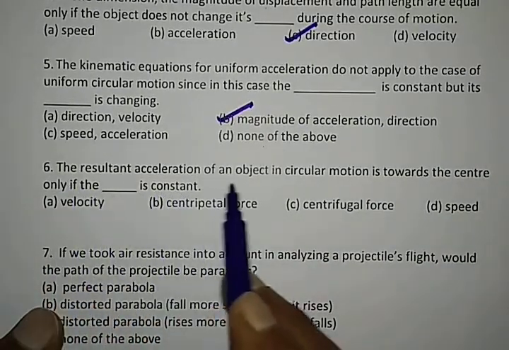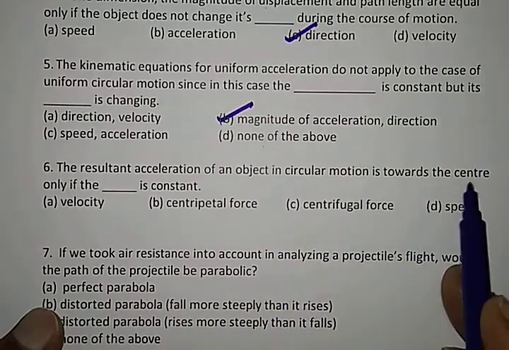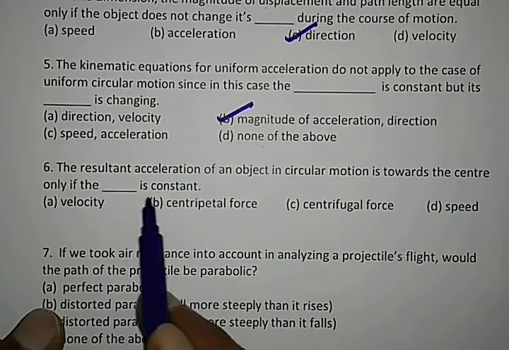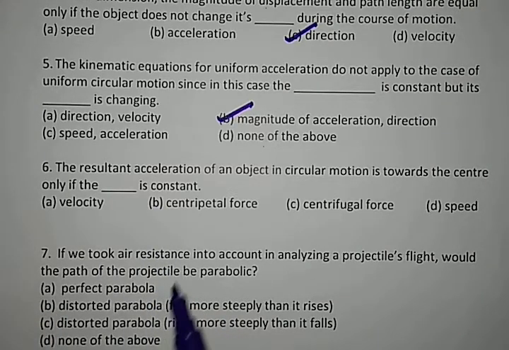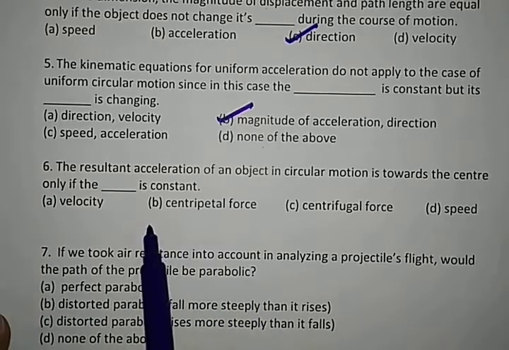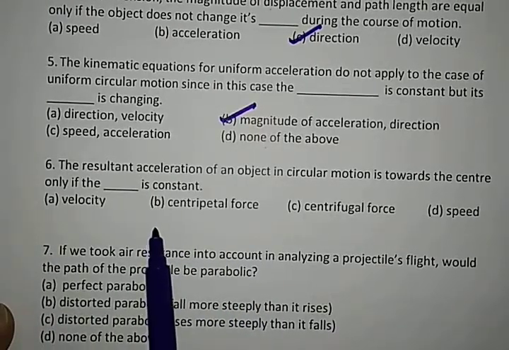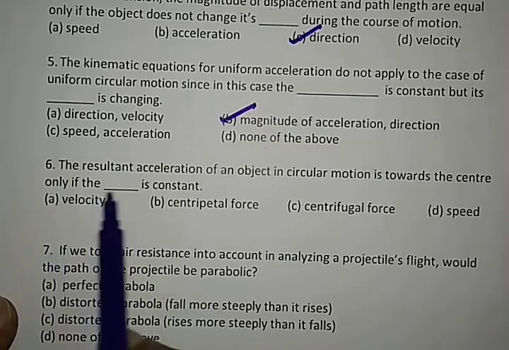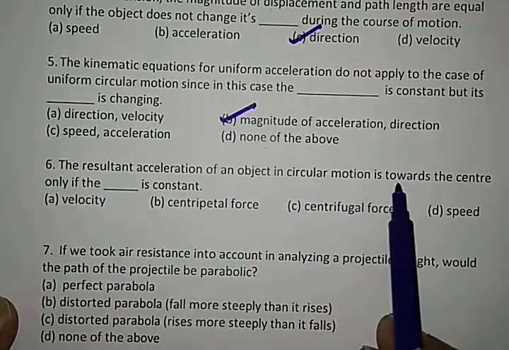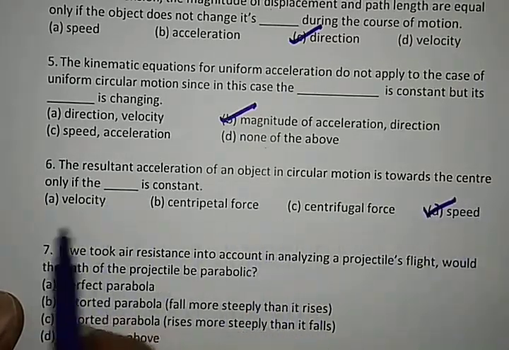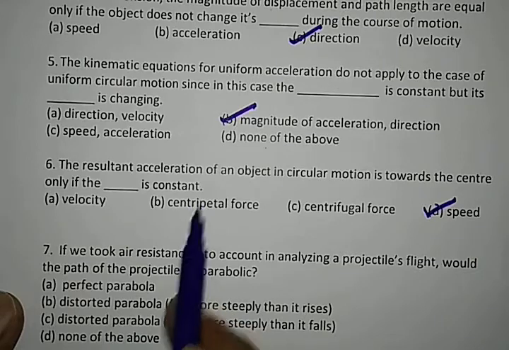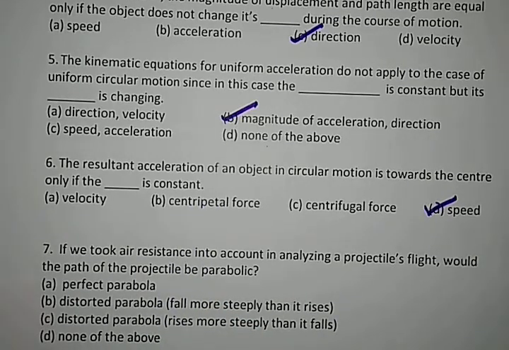The resultant acceleration of an object in circular motion is towards the center only if the dash is constant. If this is not constant, it will fly away or it will fall. So the resultant acceleration of an object in circular motion is towards the center only if the speed is constant. Direction can keep changing, but speed should be constant.